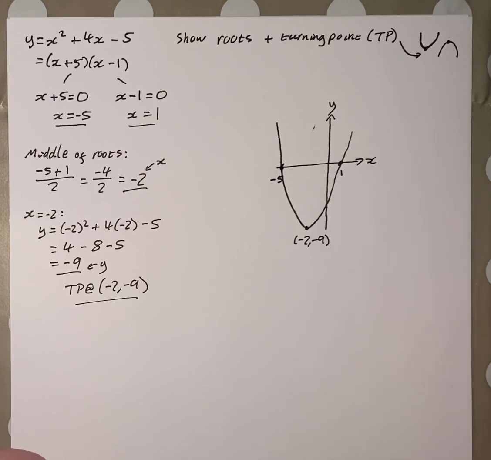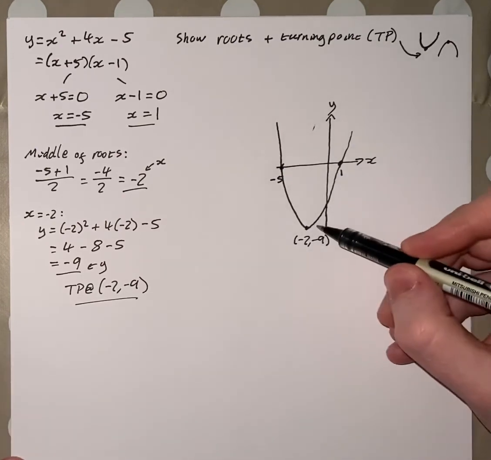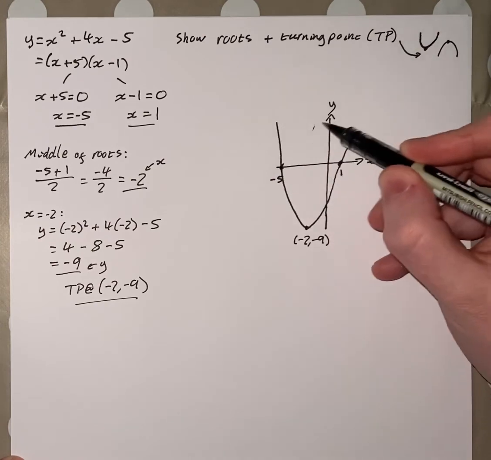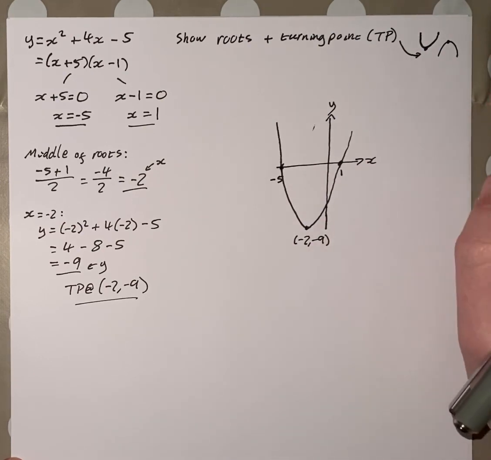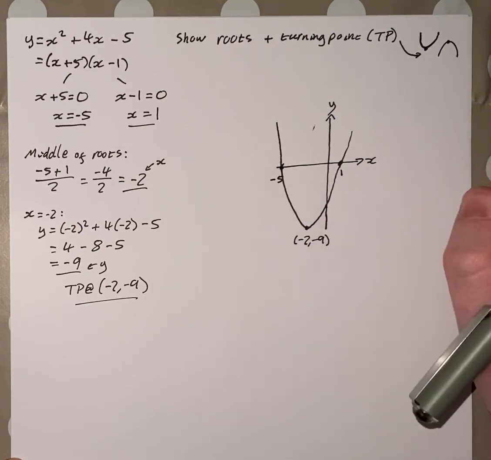Easy as that. And bear in mind, if your turning point ends up being above, that just means you're going to be having one of these ones instead. Nice and simple, nice and easy. Take it nice and slow once again, draw these properly, and let me know if you need a hand.